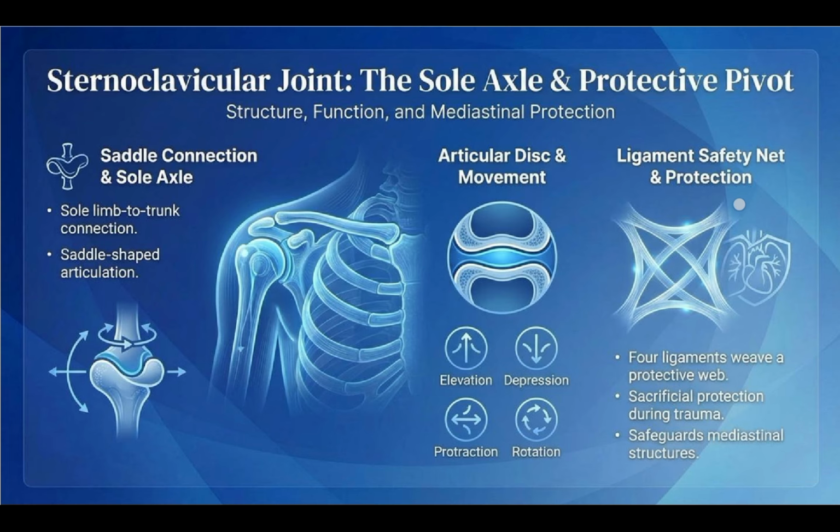So we have the ligament safety net and protection. We have four ligaments, a protective web. We have sacrificial protection during trauma, and they safeguard mediastinal structures. In the sternoclavicular ligaments, we have the costoclavicular ligament, by the first costal cartilage, that articulates the first rib together with the sternum and the clavicle. So if they ask you which ligament articulates the first rib together with the sternum and the clavicle, it is the first costal ligament.